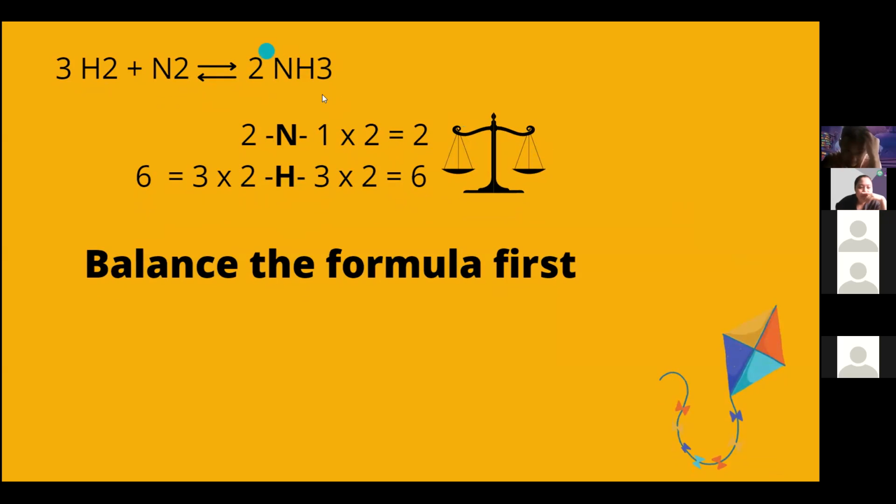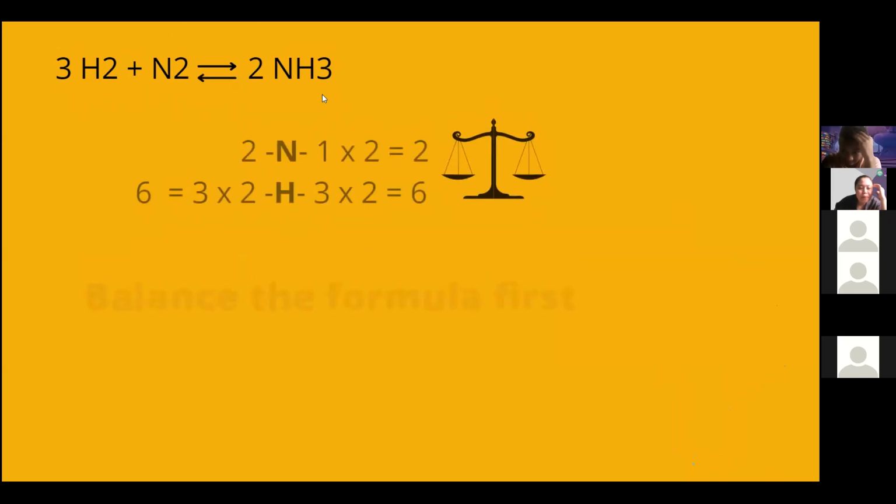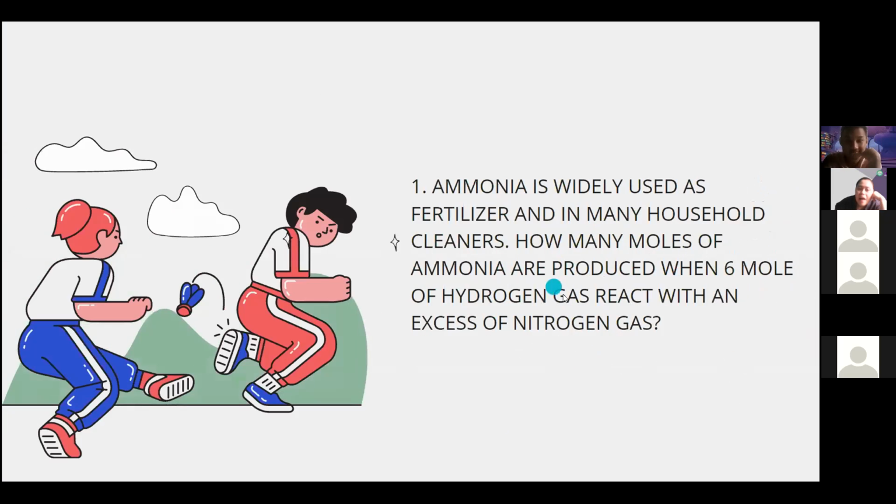What was the problem again? Let me read first the problem. Pakibalik daw sa previous slide. Ammonia is widely used as a fertilizer and in many household cleaners. How many moles of ammonia are produced when 6 moles of hydrogen gas react with an excess of nitrogen gas?